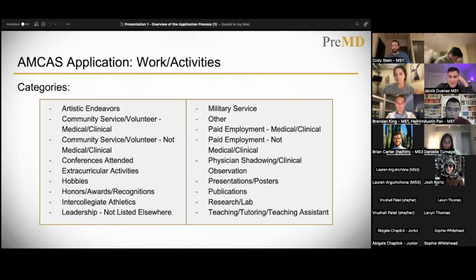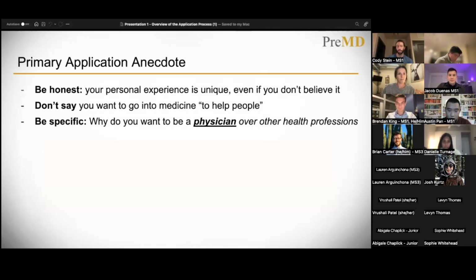A tip I would say is to make sure that you have a pretty even spread of things. Don't just throw in, I don't know, only leadership. Try to spread out: teaching, publications, employment, leadership. Try to make sure you have a pretty well-rounded application in terms of the activities that you're doing.